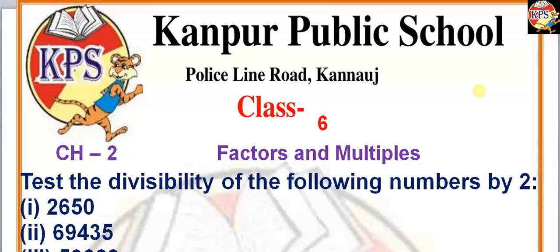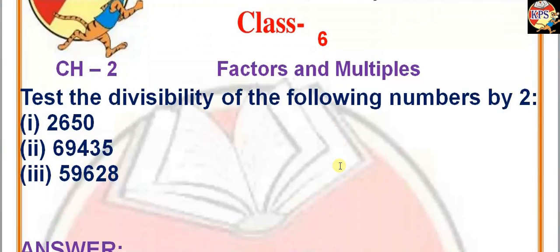So good morning students, this is chapter number 2 and the name of the chapter is Factors and Multiples. So this is question number 1. Question number 1 is related to the divisibility test of 2. Our question is: test the divisibility of the following numbers by 2. I'm going to explain up to question number 3 of question number 1.